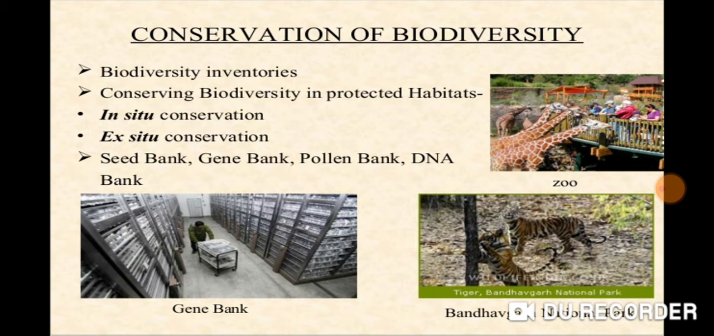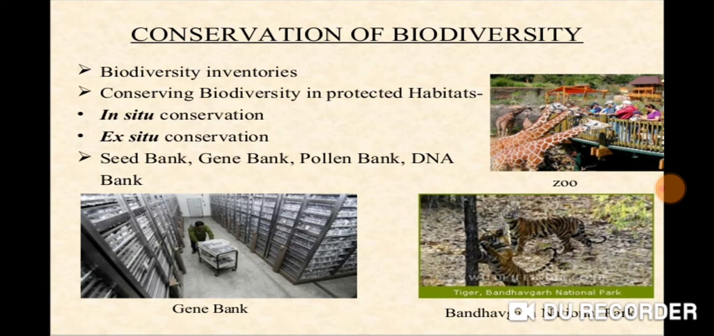Conserving biodiversity in protected habitats. So we should develop protected habitats. For example, in situ conservation. In situ means we should develop some wildlife parks, zoos, or we should develop biological gardens, botanical gardens, animal gardens, where we should protect our national species. And ex situ means we should develop a gene bank, a gene pool.